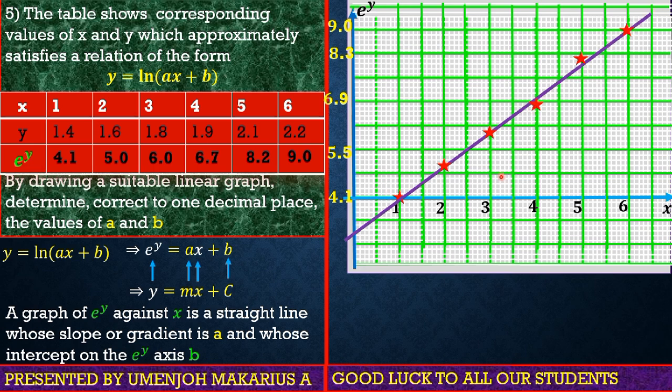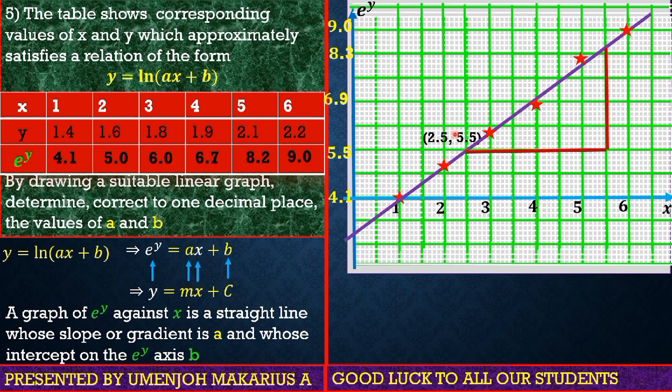At this point, all we have to do is get the slope of our graph. Getting the slope means we have to come out with a triangle that is going to indicate the points we have to take. So we are going to take the first point, that is the point.